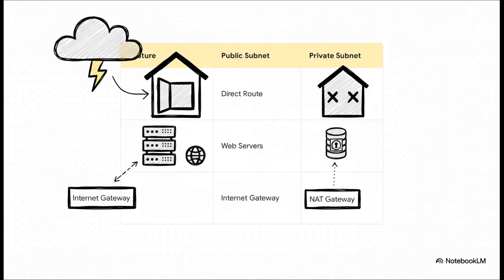Now, they can still get out to the internet for things like software updates, but they do it through a special kind of secure door called a NAT gateway, which is like a one-way valve. It lets them talk out, but the internet can't talk back in.